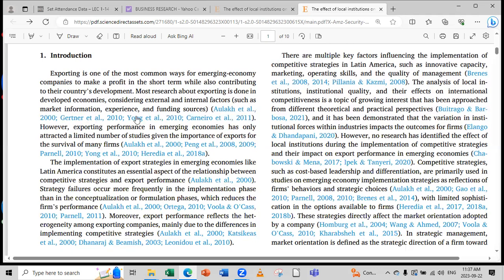Yeah, historical problems. Most research about exporting is done in developed economies, considering external and internal factors such as blah, blah, blah. And what is this? These are the people who wrote these researches. Et al. means with other people. E-T-A-L means there are other people who also share with him in doing these researches. Young et al. means Young and other people, Carneo et al. means Carneo and other people, and so on.